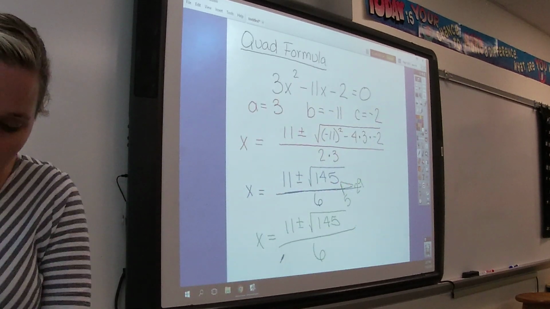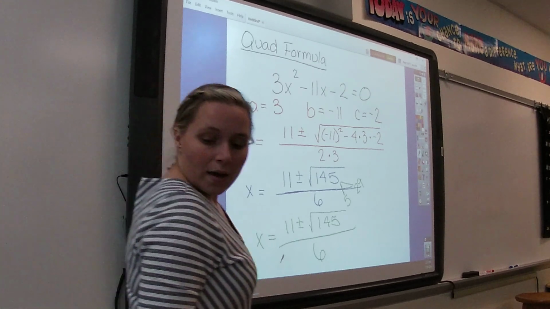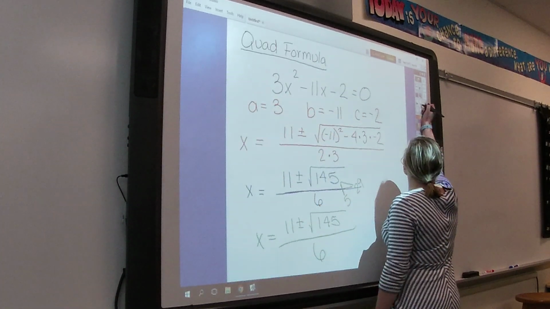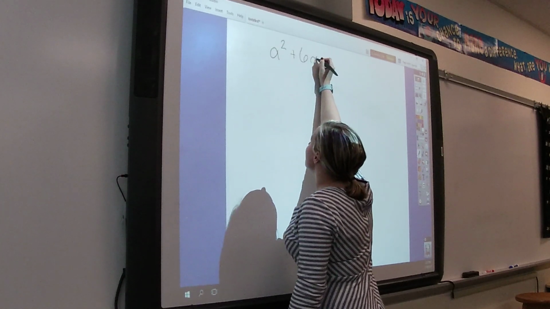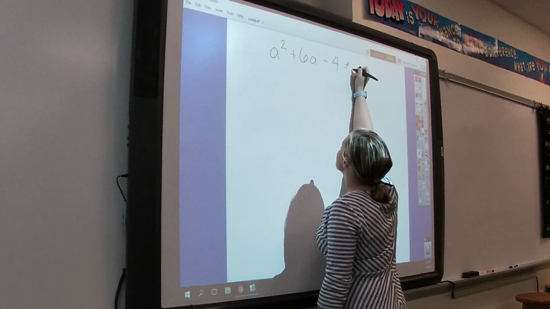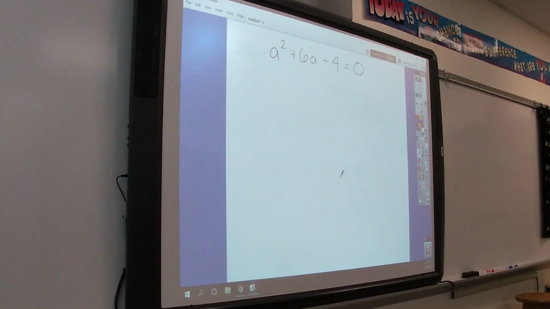Let's look at another one. How about a squared plus 6a minus 4 equals 0. Is this in the correct form for the quadratic formula?